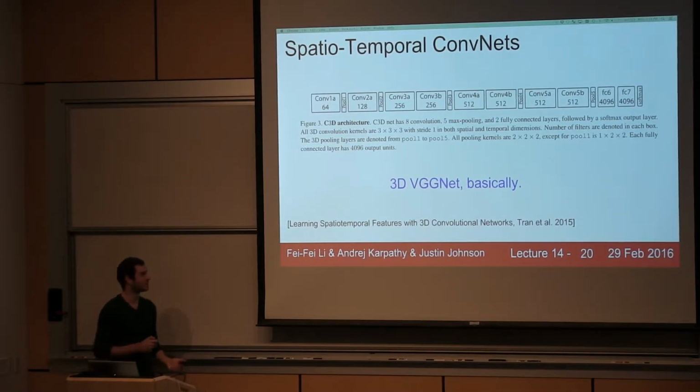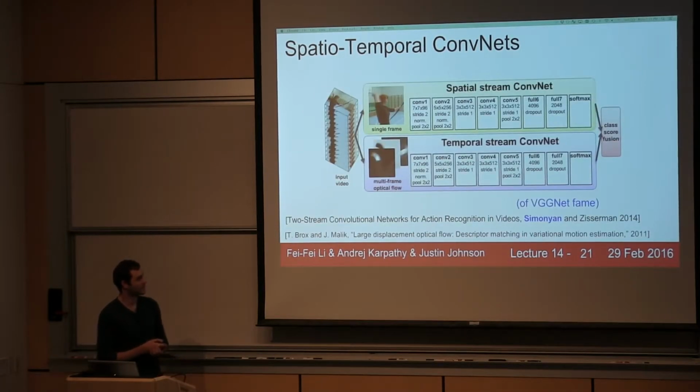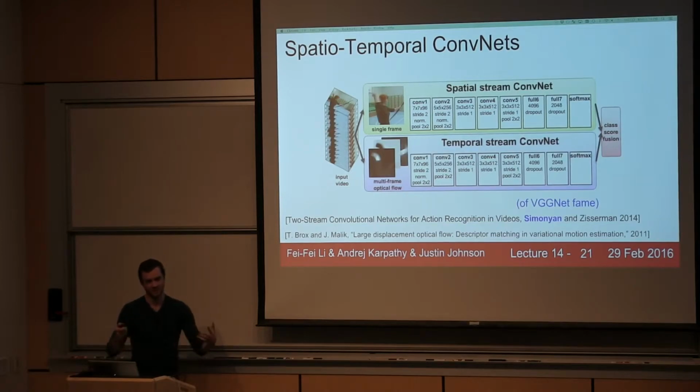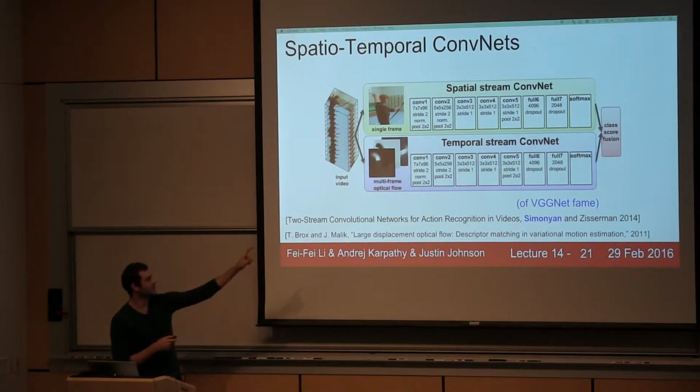Another approach that works quite well is from Karen Simonyan in 2014. Karen Simonyan, by the way, is of VGGNet fame. He's the person who came up with the VGGNet. He also has a very nice paper on video classification. The idea here is that he didn't want to do three-dimensional convolutions because it's kind of painful to implement. So he only used two-dimensional convolutions. But we have two convnets: one looking at an image, and the other looking at optical flow of the video.